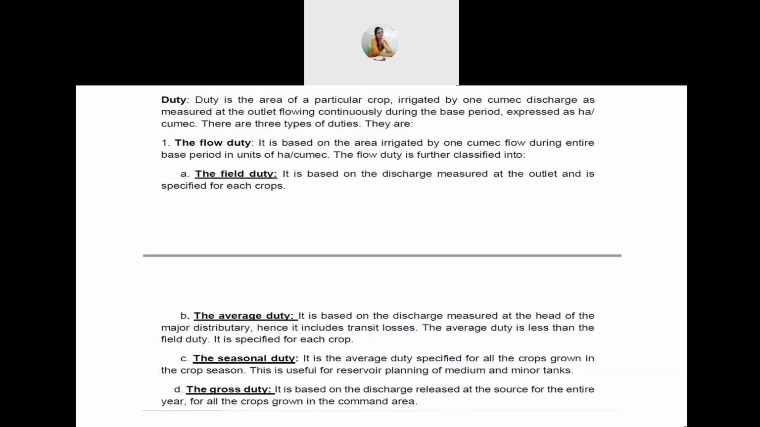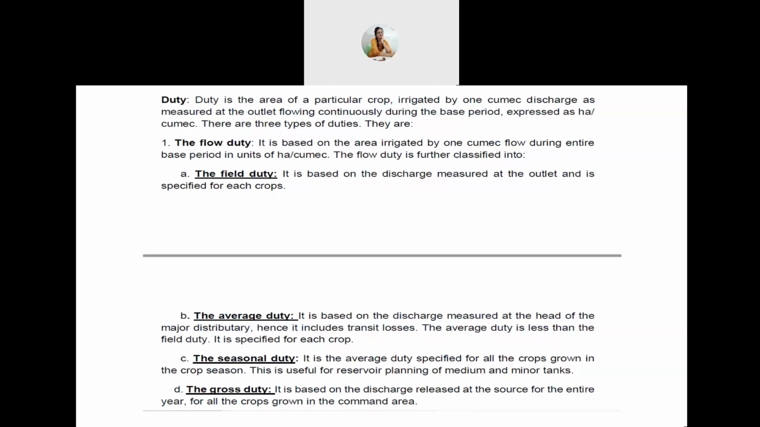The first is flow duty. So what is a flow duty? It is based on the area irrigated by 1 cubic flow during the entire base period, in units of hectare per cubic. So this flow duty is further classified into 4 more subdivisions. First one is the fill duty. It's based on the discharge measured at the outlet and is specified for each crop.